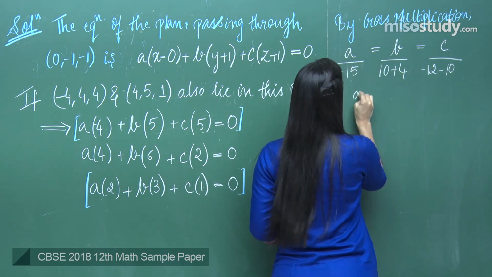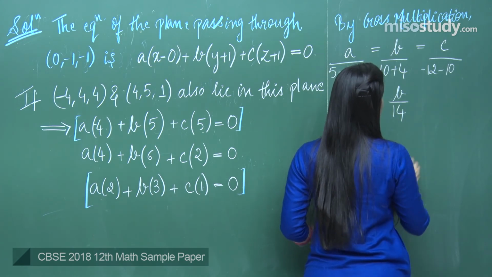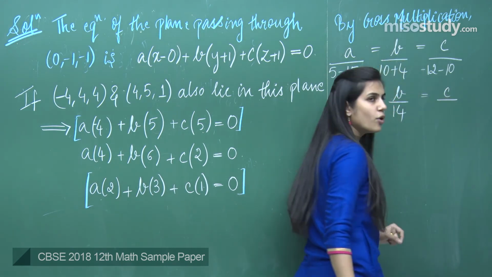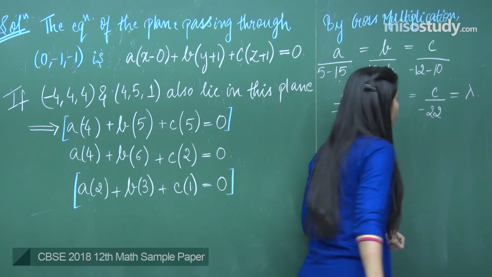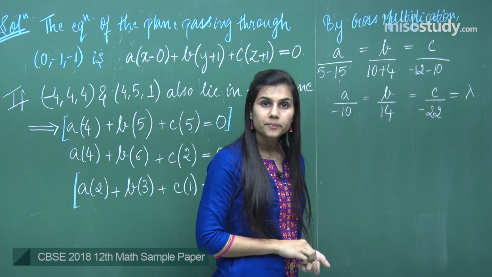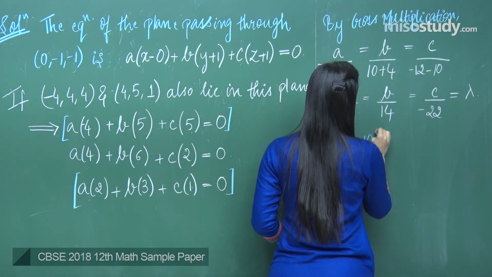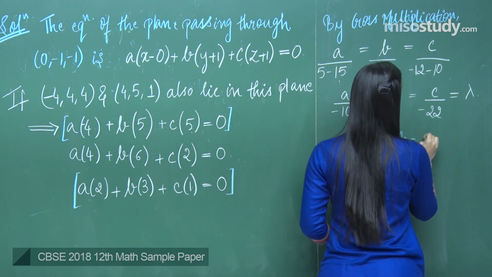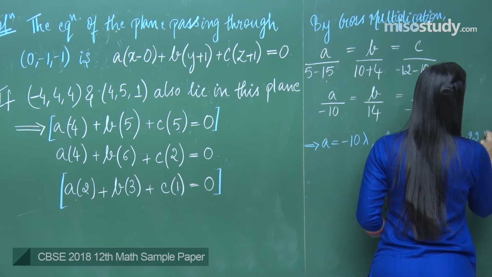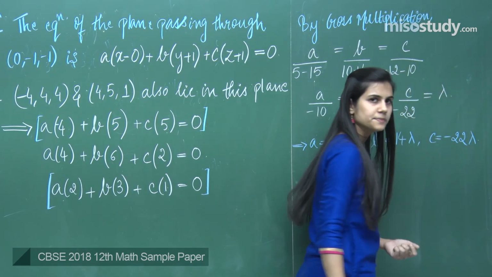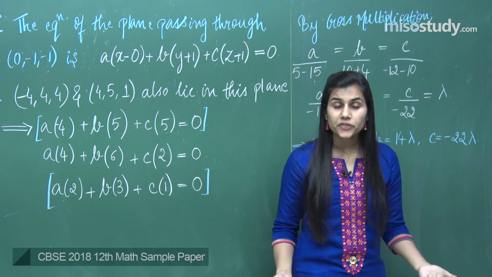So this gives you a upon minus 10 equals b upon 14 equals c upon minus 22. And suppose all of this is equal to lambda. Then you get a is equal to minus 10 lambda, b is equal to 14 lambda and c is equal to minus 22 lambda. That means you have your values of a, b and c with you.